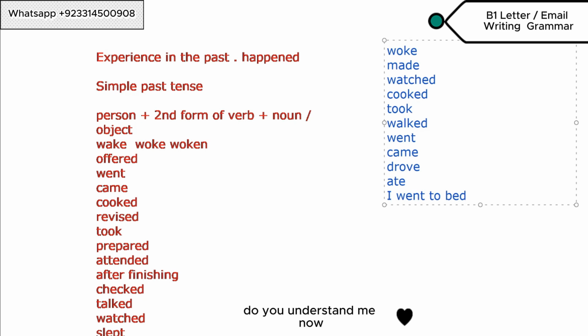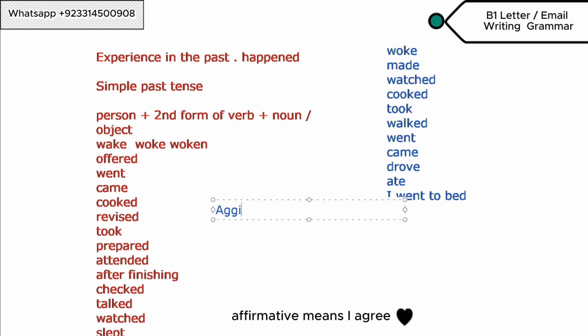Ali, do you understand me? Now, I'm just going to tell you one more tense that you can use. Right now, Ali, we call it affirmative tense. Affirmative means I agree. These are yes statements. Yes, I wake up. Yes, I offered prayer. Yes, I came back. This is called affirmative. Affirmative means yes sentences, positive sentences.